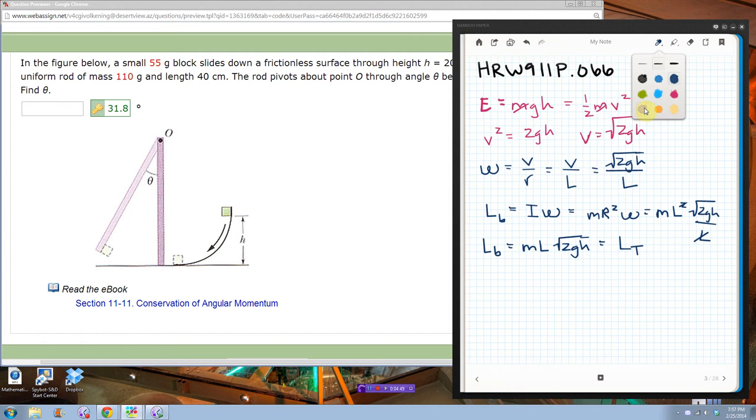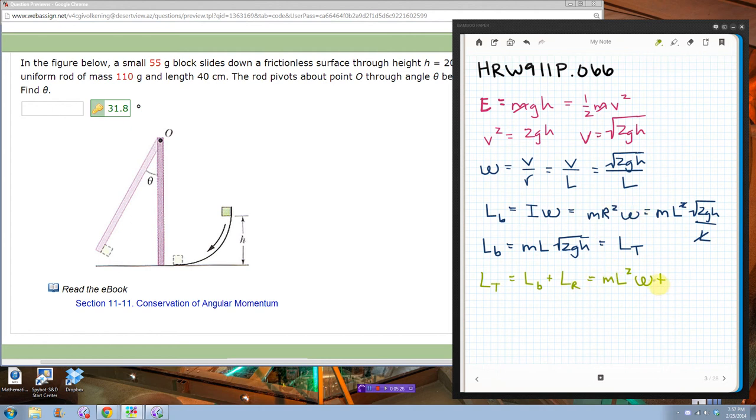However, after we hit the rod, the total angular momentum is the momentum of the block and the rod. So we have to add those together. The block will again be mL squared for the I, times omega. New omega this time. We don't know what that is, but we'll find out. That's what we're looking for.